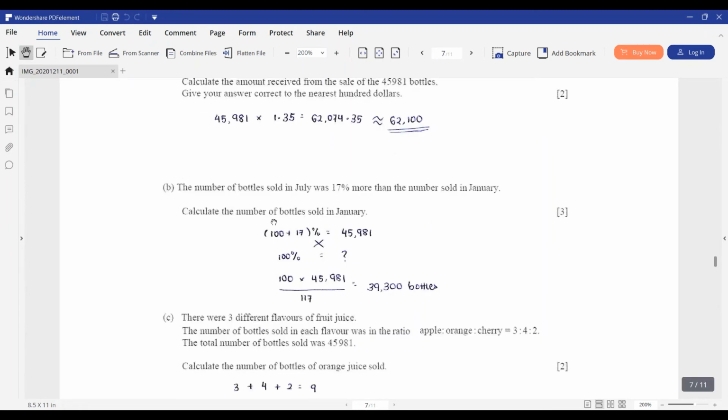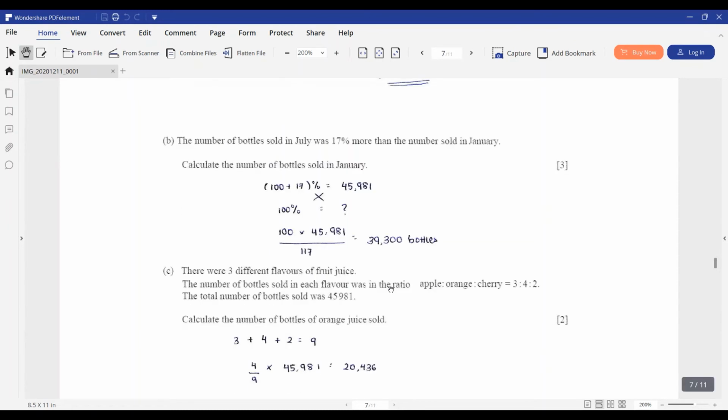The number of bottles in July was 17% more than the number sold in January. Calculate the number of bottles sold in January. In July, the number of bottles sold is 100 plus the extra 17%. This is equal to 45,981 bottles. So what is the actual amount equal to? So what's 100% actually equal to? So we cross multiply. 100 multiplied by 45,981 divided by 117. This is equal to an exact 39,300 bottles.